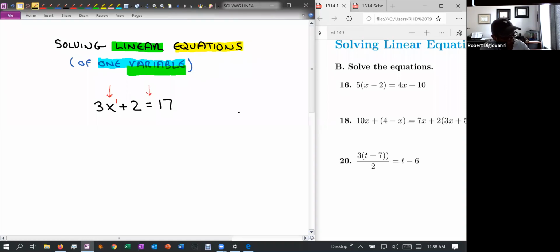Now, when you write x down, it's understood that it's to the first power. You don't need to write the 1 up there. But that's not the same as x squared. So if we had a 2 up here instead, this would no longer be a linear equation with one variable. We would call this a quadratic equation with one variable.